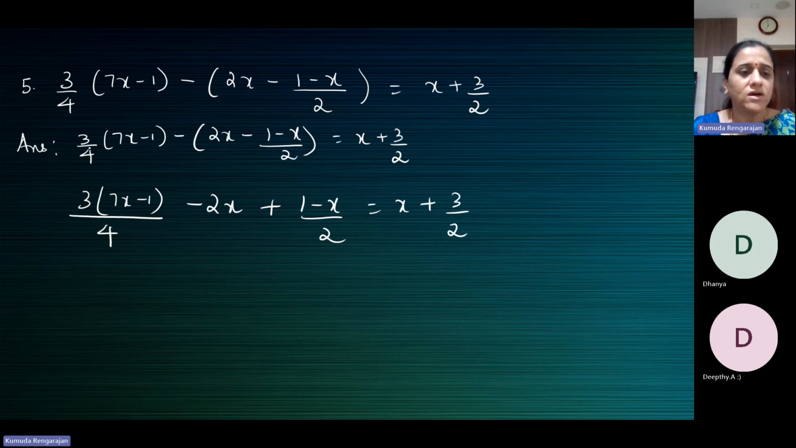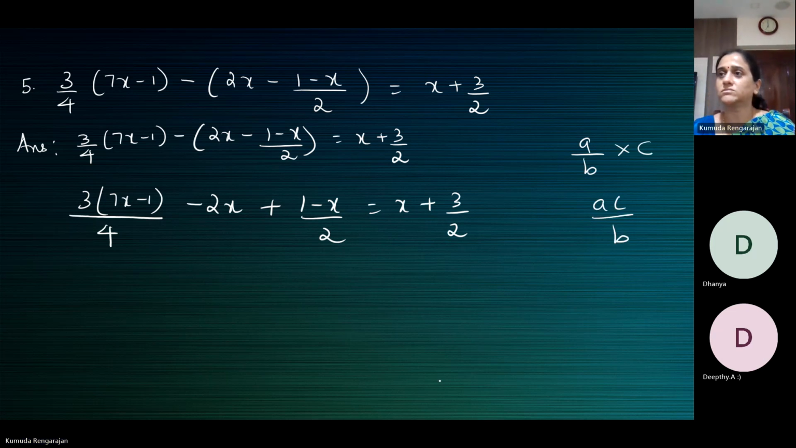See here what we've done: 3 by 4 into 7x minus 1 is, multiply the numerators, 3 into 7x minus 1, which can be written like this, 3 open and close bracket 7x minus 1. Like if you have a by b into c, you can write it as ac by b, because c is c by 1. So a into c is ac and b into 1 is b. Similarly here, 3 into 7x minus 1, and 4 into 1 is 4.